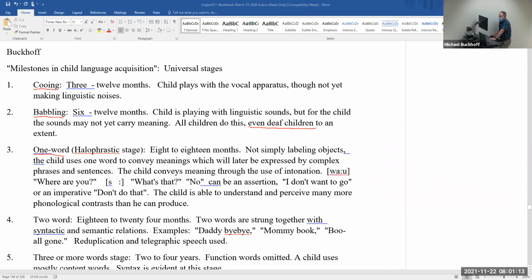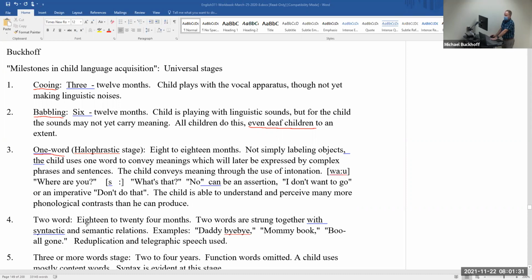It's said the child is able to understand and perceive many more phonological contrasts than he can produce. So that's why they say at that stage, talk to the child as much as possible. Even though they can't say a lot, they can understand a lot.